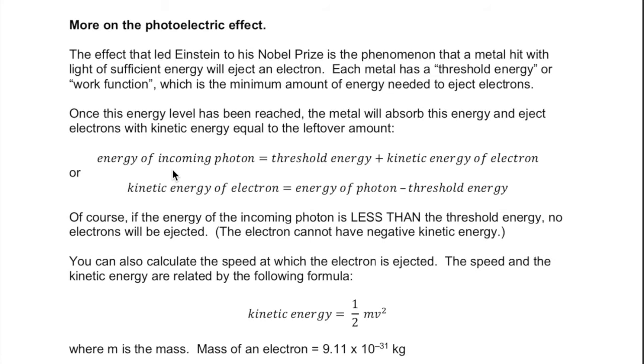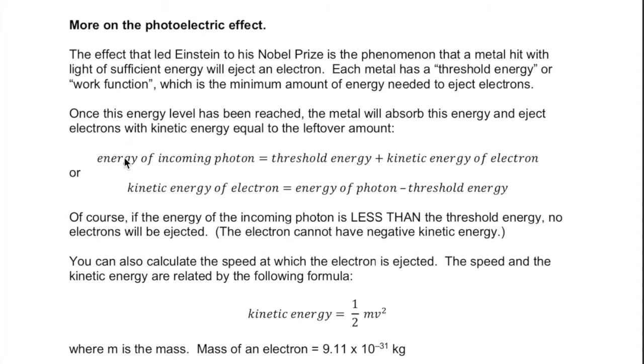And if it's not sufficient, then no electrons will be ejected. And so certain wavelengths of light would not eject an electron no matter how intense you made that color light. You needed a different color with a different frequency in order to make this work.